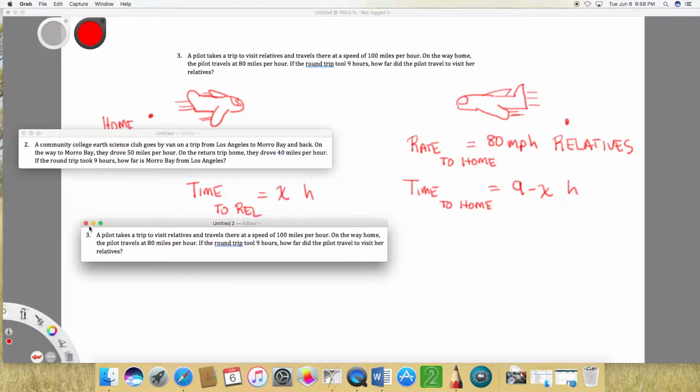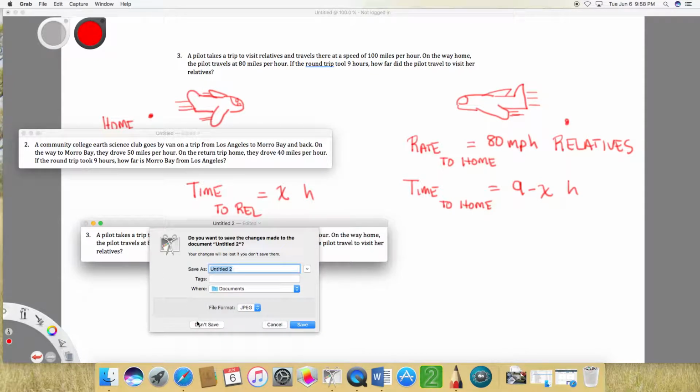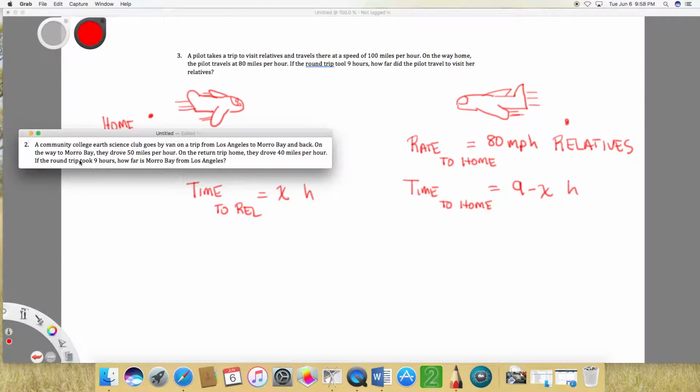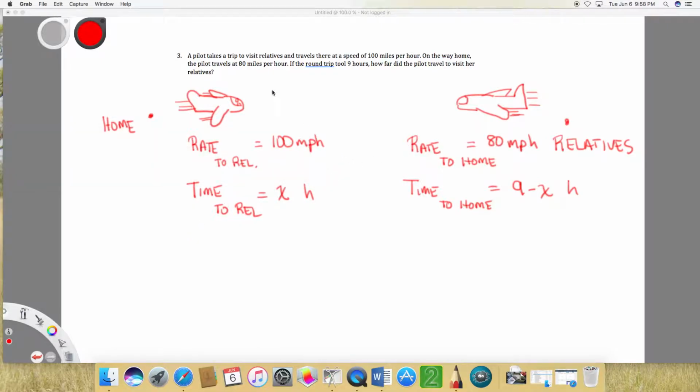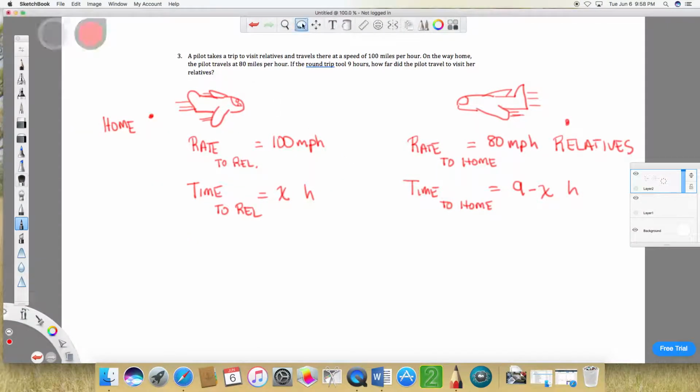That's the relationship. I don't know why I accidentally hit that. Let's see. I want to shrink this up is what I meant to hit.